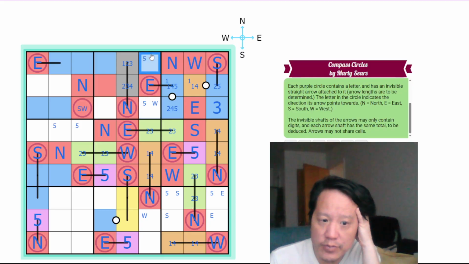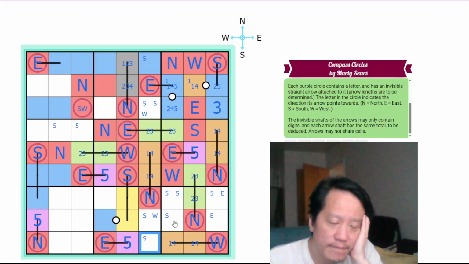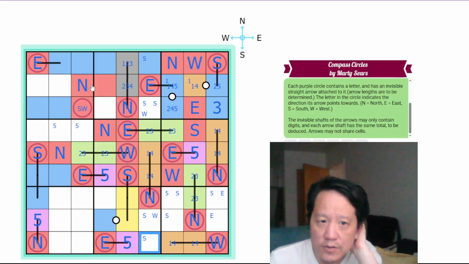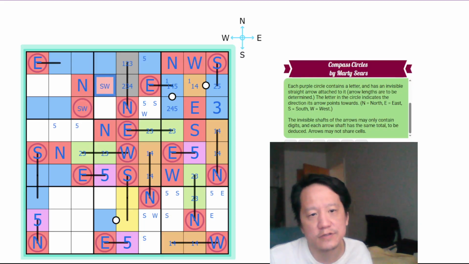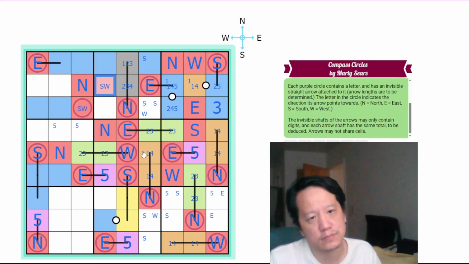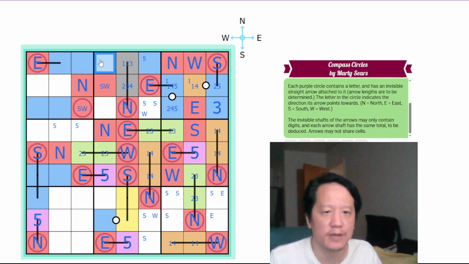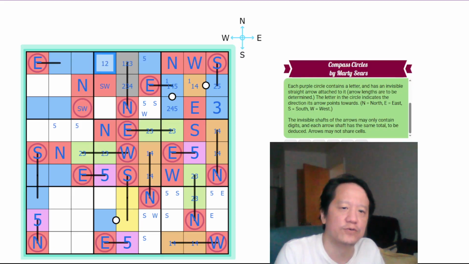South. South can't be here. South can be any of these 3. So that's not helpful. This is south or west. We don't know which. This can't be, right, it's a digit. So this can't be 5. It's 1 through 4.